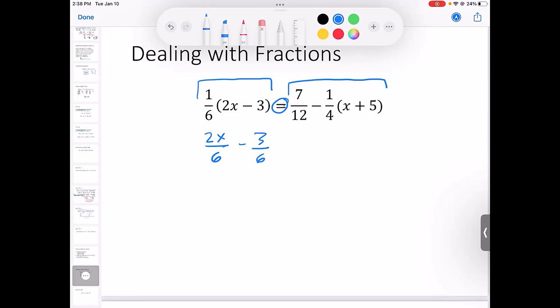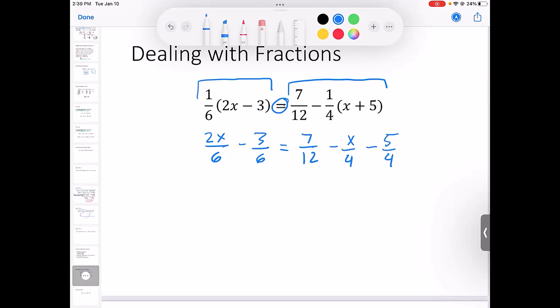And technically these fractions can be reduced, but I'm just going to leave them as they are for right now. But they could be reduced if you wanted to. And then this is going to equal 7/12 times a negative 1/4 times x, which is negative x over 4, and negative 1/4 times 5, which is negative 5 over 4. Is everybody good with how I distributed those fractions?